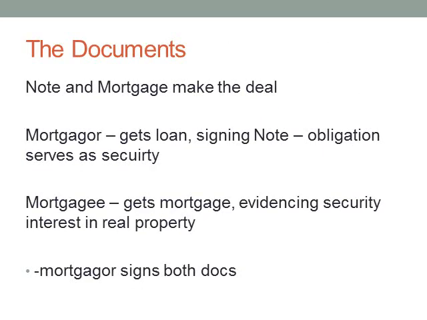Now let's talk about the documents. What makes up this transaction, we need a promissory note, and we need a mortgage. They make the deal. We have the mortgagor. They're the one that gets the loan. And they sign the note. The note is the obligation that serves as a security. And then we have our mortgagee. The mortgagee gets the security interest. They get the mortgage, and the mortgage is evidencing the security interest in the real property. The mortgagor is required to sign both of these documents.